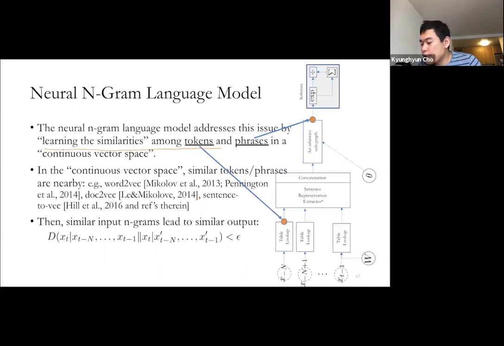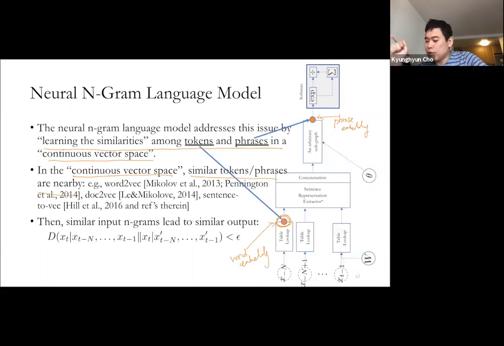It turned out that the feedforward language model can do that automatically because it learns the similarities among discrete tokens and phrases in a continuous vector space. There was a question about what a word embedding is, right? So this is the word embedding, and this is a phrase embedding. These embeddings are how we embed discrete concepts or discrete input, because natural language is always discrete, into a continuous space. In this continuous vector space, in this embedding space, similar tokens and phrases are nearby. And this is where the idea of word2vec comes in, where GloVe comes in, doc2vec comes in, sentence2vec comes in, and all those embedding methods come in.